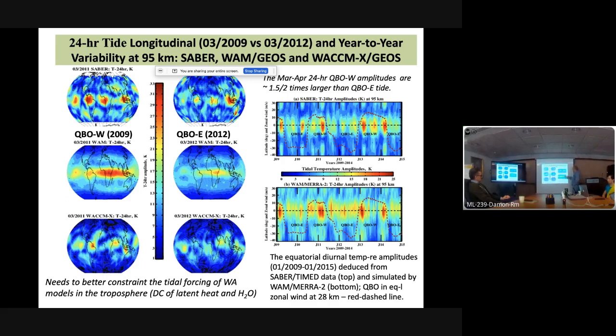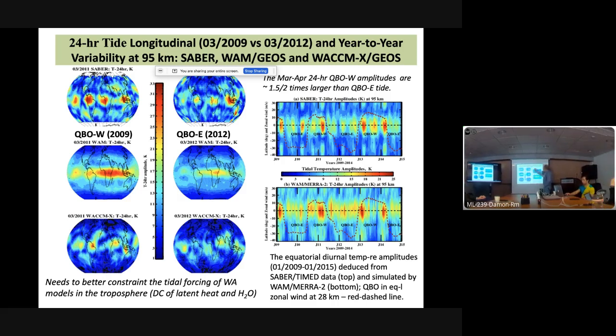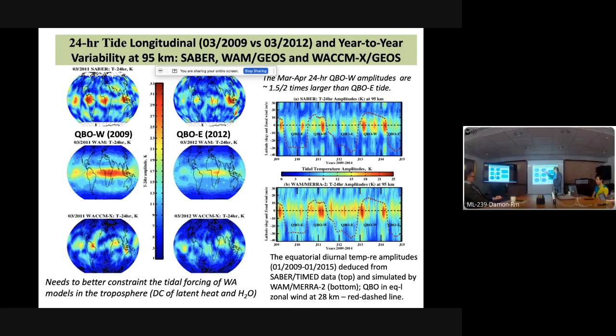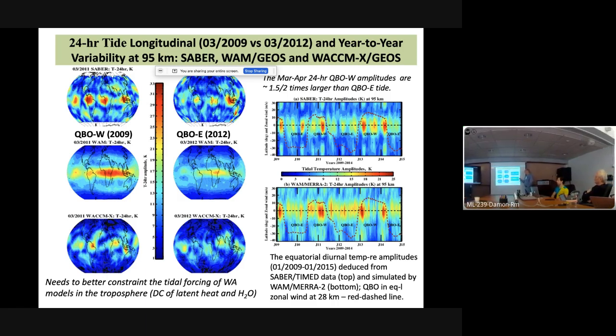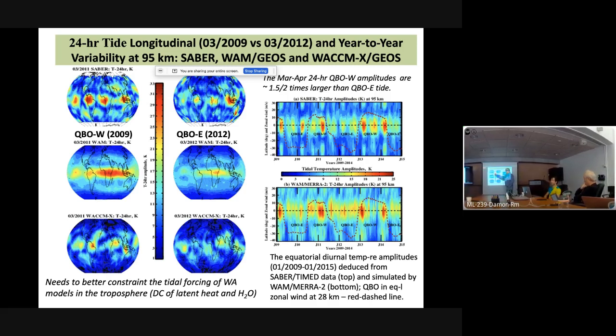And if you look at the longitudinal variation, how this seasonality for easterly and westerly QBO phases is reproduced by SABER and VacuumX, you can see this four-peak structure during March, April. So you just need to remember that we usually thought non-migrating tides are maximized during June, July, and August. But actually, you have a lot of non-migrating tides during March, April.